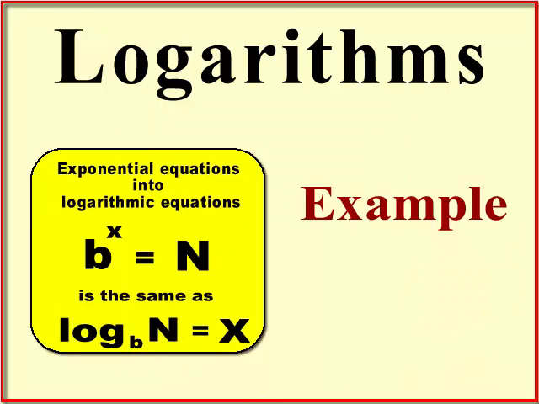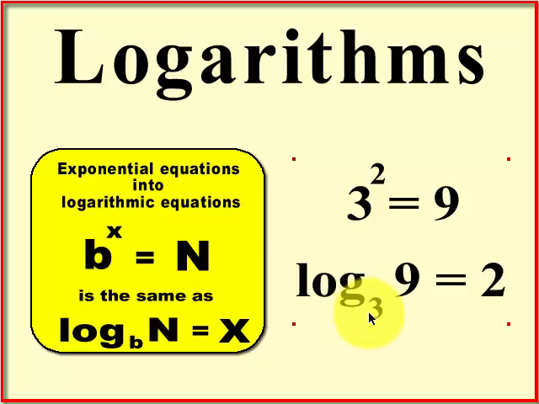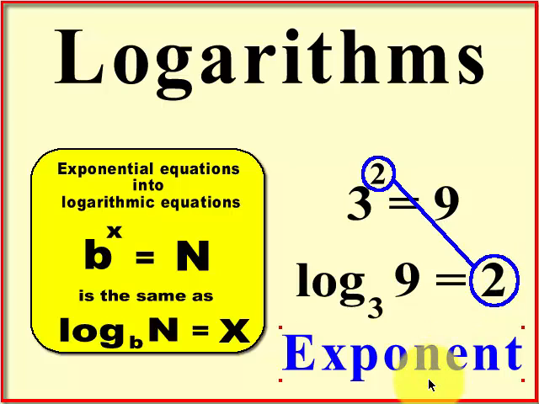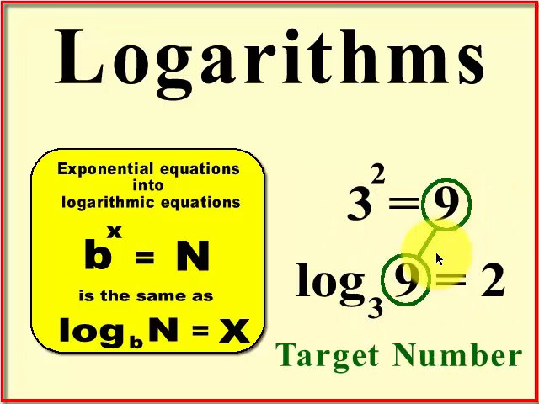Let's do an example. 3 squared, 3 raised to the second power equals 9. That's the exponential equation, and a logarithmic equation would be log base 3 of 9 equals 2. Okay? 2 is the logarithm. In other words, 2 is the exponent. So remember, logarithms are exponents. And the base number is whatever the exponent is being applied to. That's the base down here. And this is what I call the target number. Different books give them different names, but it really doesn't matter what you call them as long as you know how to use them.